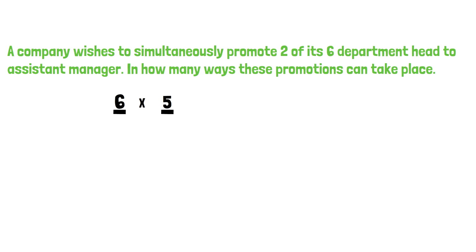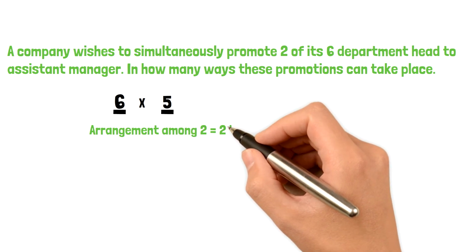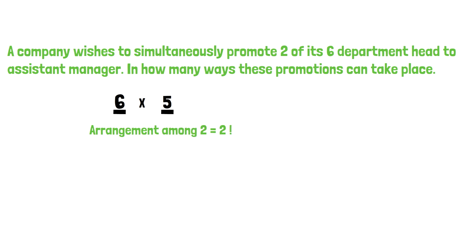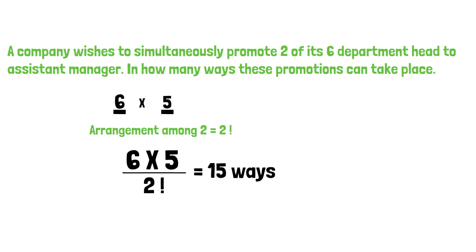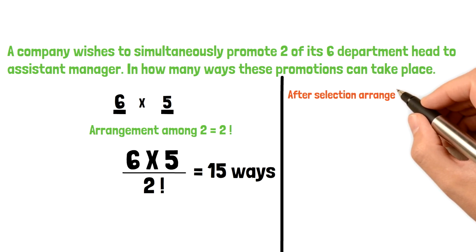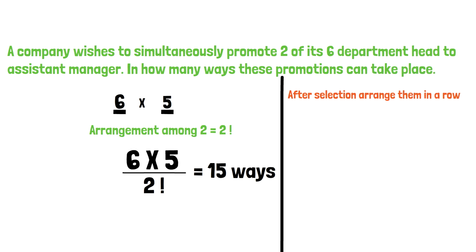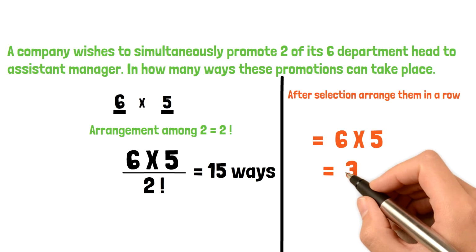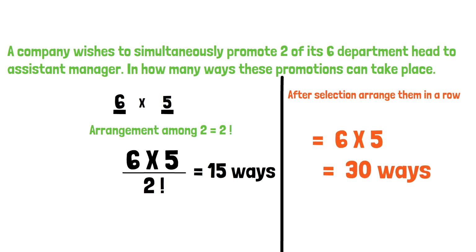So the arrangement among the 2 people needs to be excluded, and the arrangement among themselves is 2 factorial, which needs to be excluded. So exclude them, and our answer is 15 different ways. If I change the question and say that after selecting, arrange them in a row, then the answer should be 6 times 5. Yes, we do not need to exclude 2 factorial. That's equal to 30 ways.